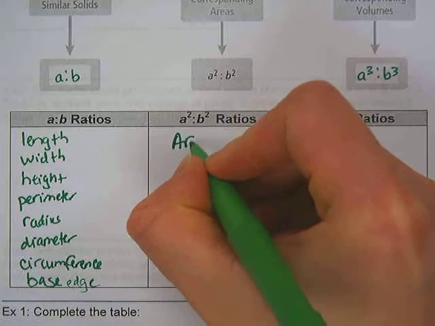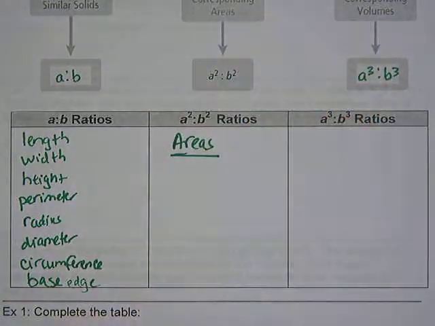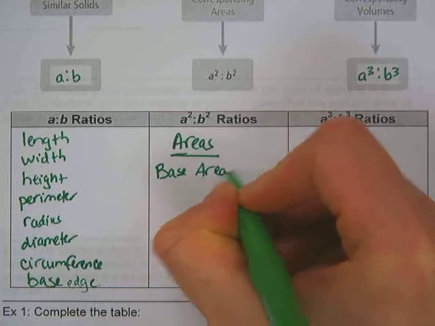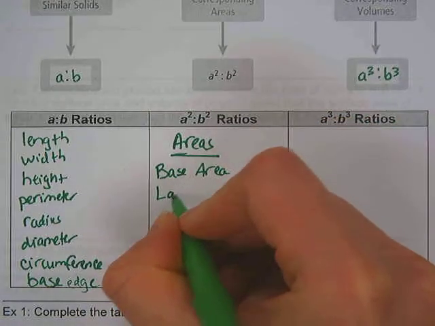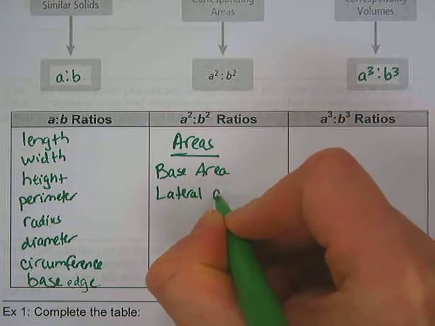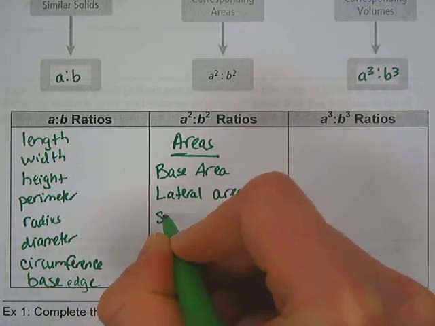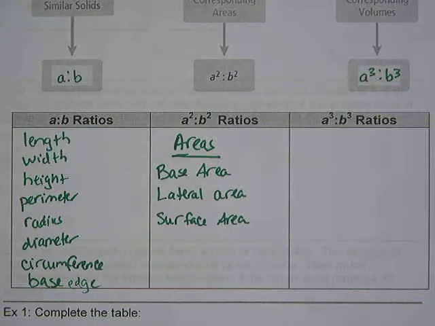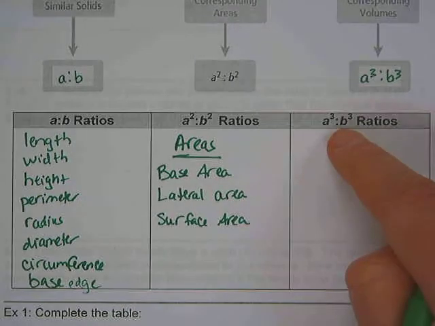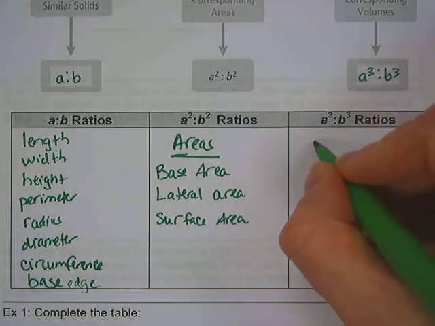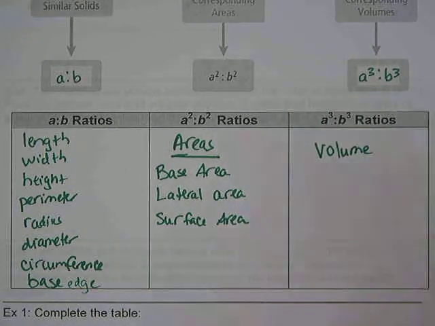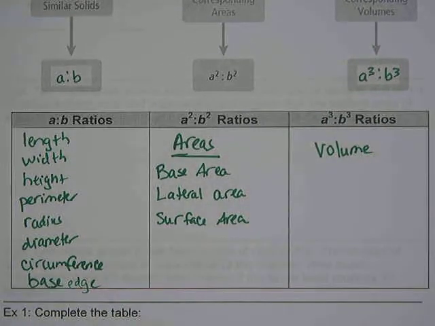A squared to B squared ratios, these are the areas. So I might be talking about a base area. I might be talking about a lateral area. I might be talking about a surface area. But no matter what, these are all areas. A cubed to B cubed ratios are very simple. We're talking about volume, and that is it. There's nothing else about that.